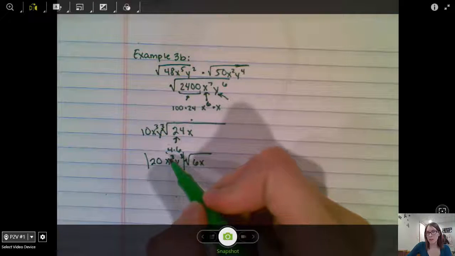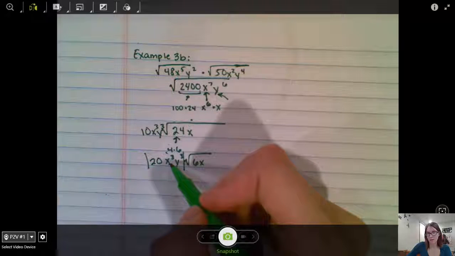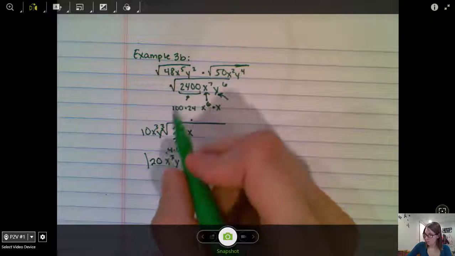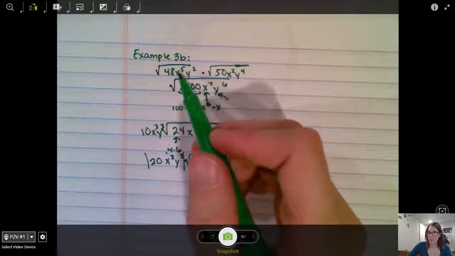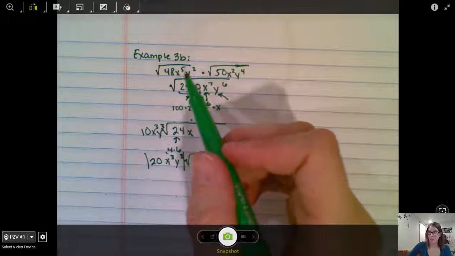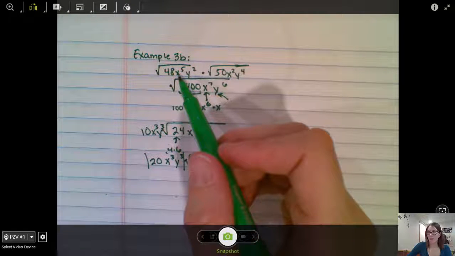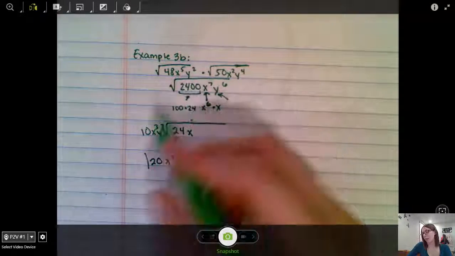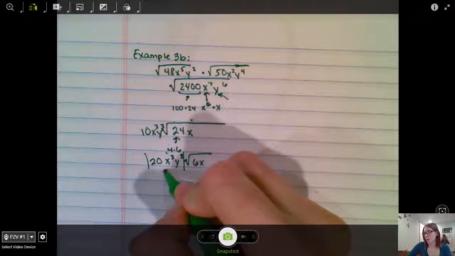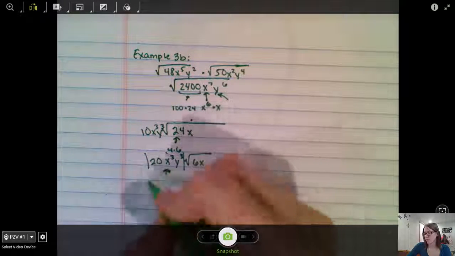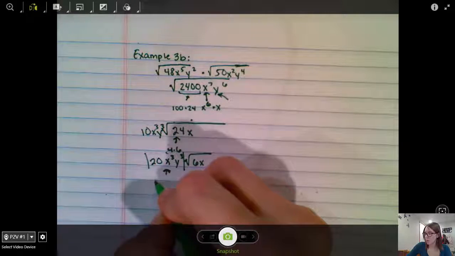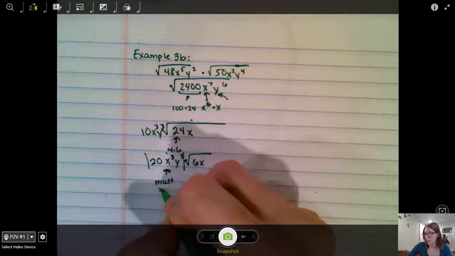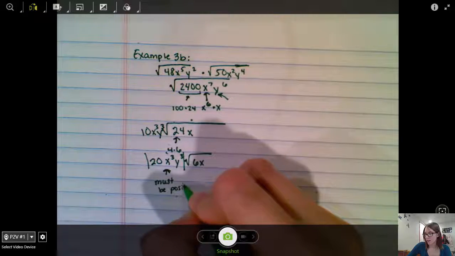X cubed, since this is an odd power, we in theory would need it. But then look back at my original problem. Could x be negative up here? Well, if x is negative, and I add x to the 5th power, that's going to be negative, which means I'd have the square root of a negative, and that's not good in our situation. So this x cubed really has to be positive.